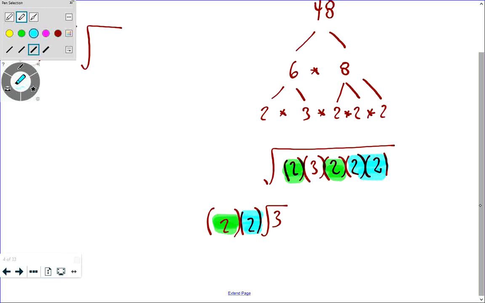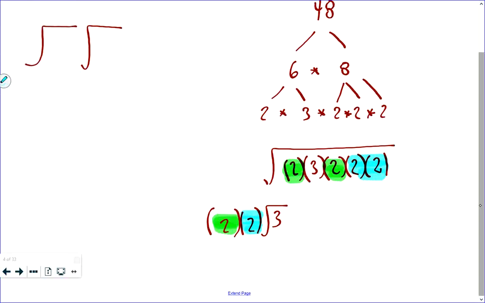Did I just say the green come out? Doesn't matter. The green comes out because there's 2 greens. 2 times 2 is 4, square root of 4 is 2. And the blues, 2 times 2 is another 4, the square root of that is 2. Or you just say, I've got 2 of them, let's put 1 out on the outside. And we're left with 4 root 3.